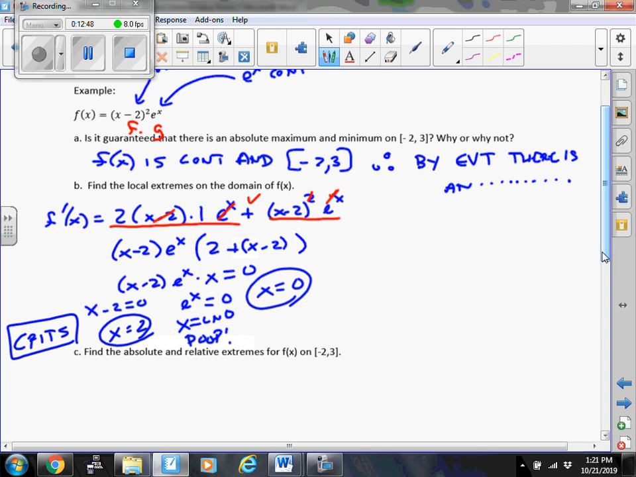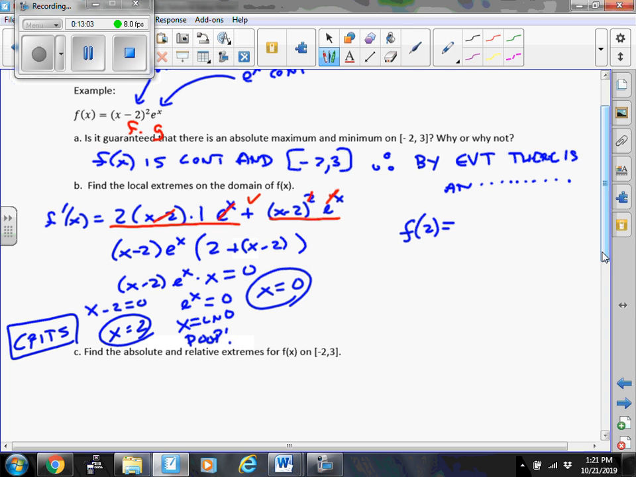Step 1, endpoints: don't have any. Step 2, crit points: I've got 2. Step 3, you can do your extremes. You can determine what's a max or a min, but it just said find them, so I'm going to do that. It didn't tell me to identify them as local maxes or mins.